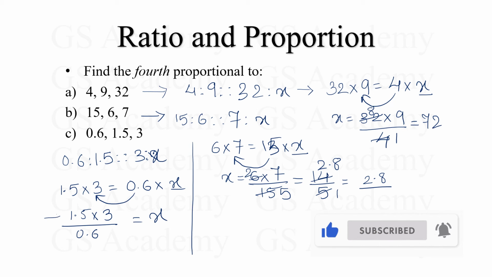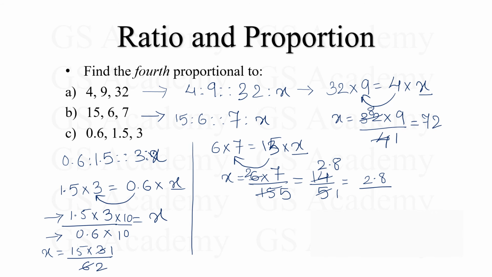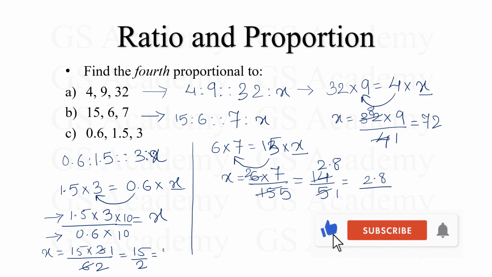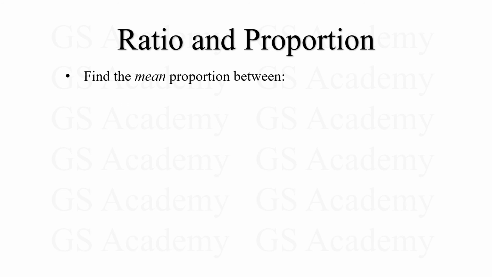Now if you observe this decimal and this decimal, while removing them we just have to multiply with 10. So this will be x is equal to 15 into 3 upon 6. So 3 ones are 3, 3 twos are 6. So this will be 15 upon 2. Now as 15 is not divisible by 2, the answer will be in decimal. So this will be 7.5. Now let's see the second question.